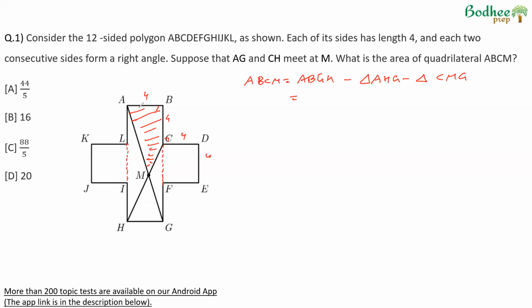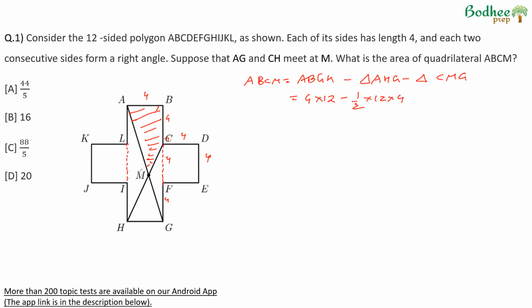Now ABGH is straightforward. AB is 4. BG will be 4 plus CF, and CD and EF will be equal. So this will be 4, this will be 4. So 4 plus 4 plus 4, 12. Area of ABGH becomes 4 into 12. Area of AHG is also straightforward, half of AH, which is 12, into HG, which is 4. And therefore CMG is left. Now, what do we do for CMG?